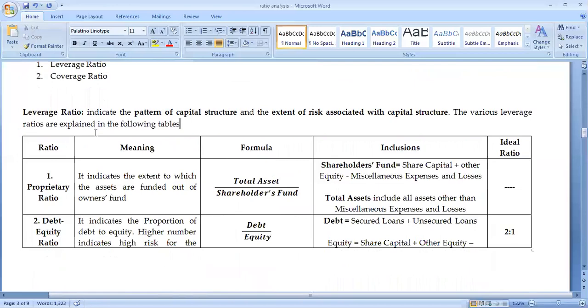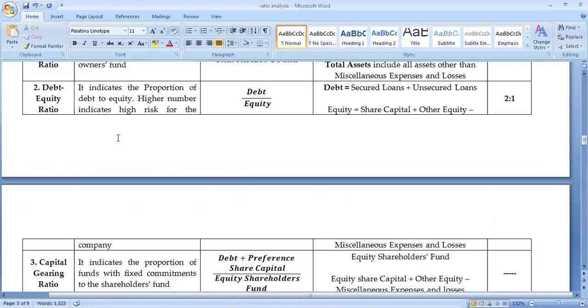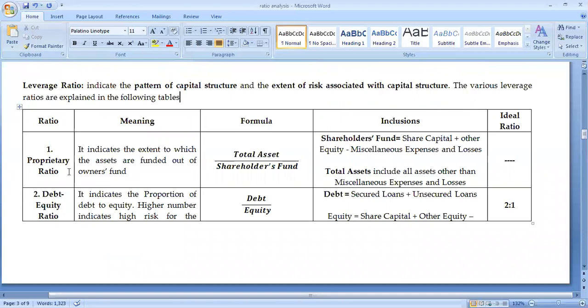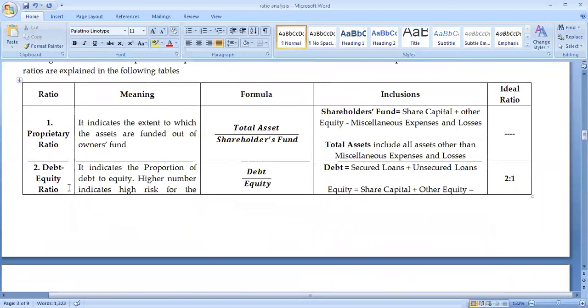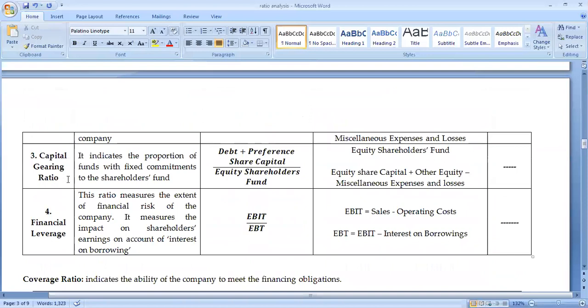So under the leverage ratio, there are four kinds. One is the proprietary ratio, the other one is the debt equity ratio, capital gearing ratio, and the financial leverage. Financial leverage you have already learned in the fourth semester, that is calculating the EBIT, that is operating profit, which will be compared with earnings before tax. Operating as well as financial leverage, which we have learned, combined leverage ratio. So the same formula goes on with this, okay?